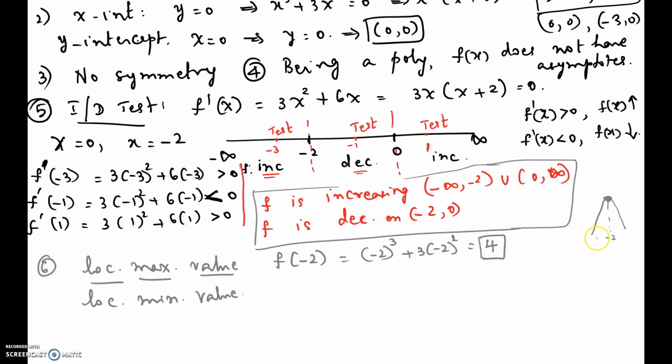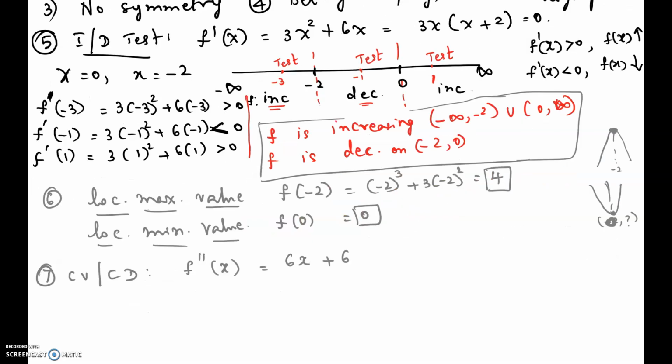Whenever the graph decreases up to 0, so from -2 to 0 it decreases, then from 0 through infinity it increases. So at -2 the x coordinate is -2, then we have to find out what the y coordinate is at 0. At 0, that's where the local minimum occurs. So it decreases up to 0 and then from 0 to infinity it increases. So f at 0 is equal to 0. So the local minimum value for this function is 0.